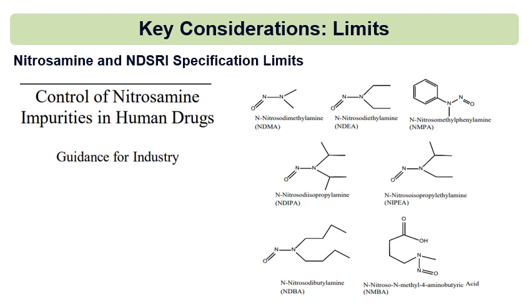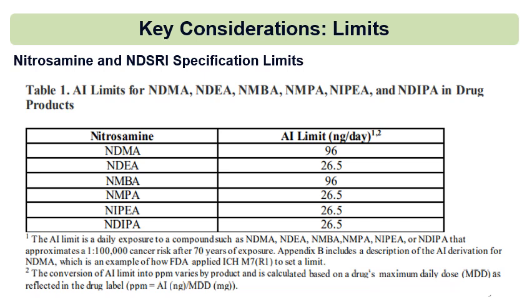So whenever you are setting the limits for nitrosamine impurities, go for the study of FDA guidelines, FDA guidances. One guideline here I have included, that is control of nitrosamine impurities in human drugs. That is a guidance for industry from US FDA. You should study that guideline for setting the impurity limits. Here I have included some structures for the small nitrosamine impurities. Now here in this guideline you will get the AI limits for some of the nitrosamine impurities.